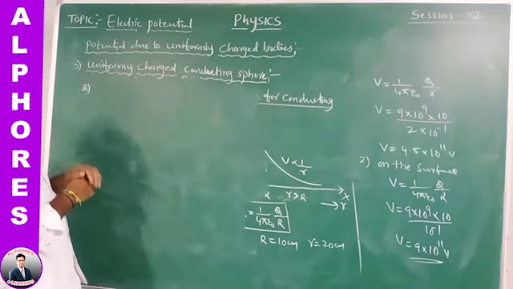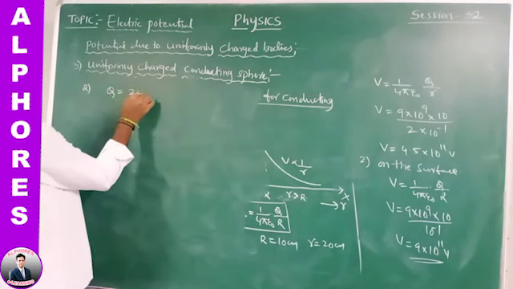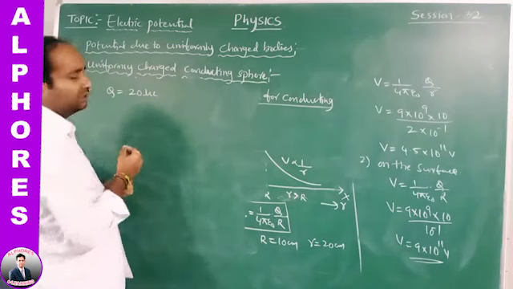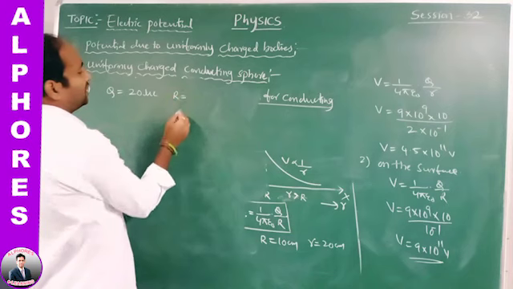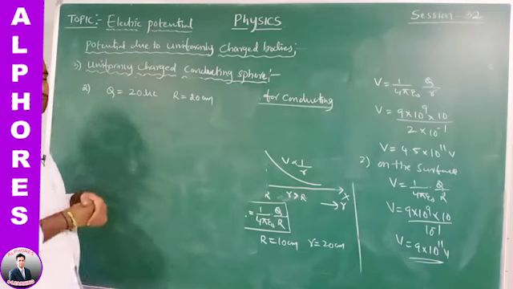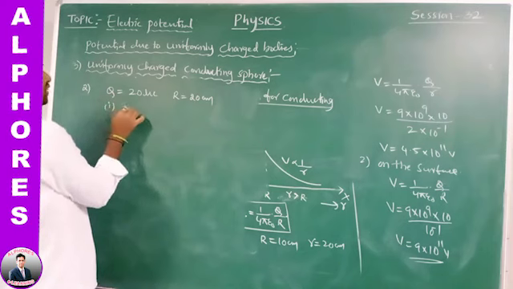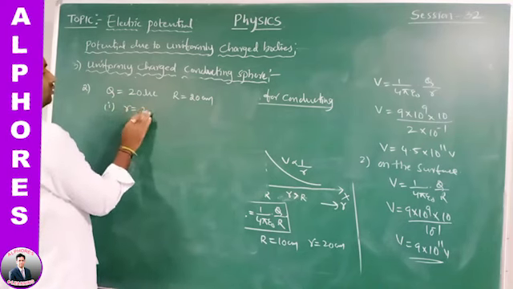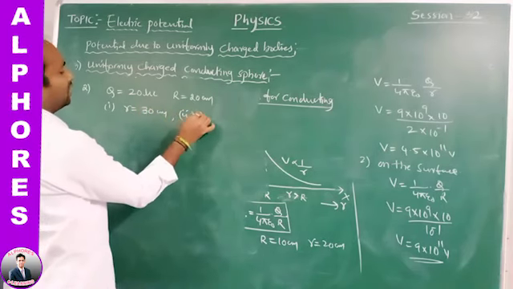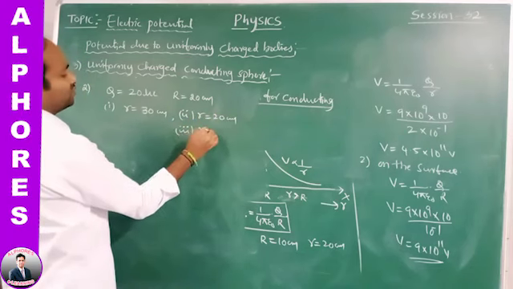One question is given like this. If a charge of 20 microcoulomb is uniformly distributed over a non-conducting sphere of radius 20 centimeters, calculate the potential, first at small r equal to 30 centimeters, second at small r equal to 20 centimeters, and third at small r equal to 5 centimeters.